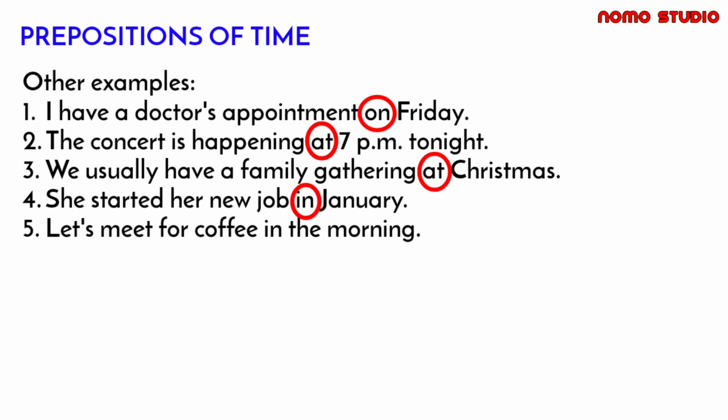Last example for the prepositions of time. Let's meet for coffee in the morning. So ginamit po yung preposition na in kasi we are referring to a particular time in the future. So I hope that makes sense. And now let's proceed with the prepositions of place.